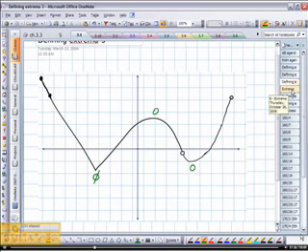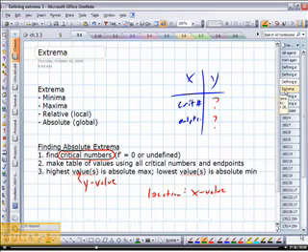So to summarize a few results, extrema, which are minima or maxima, come in two types. There's the relative, which is just in some small interval, and there's the absolute for the entire graph. And relative and local basically mean the same thing. Absolute and global, same thing.